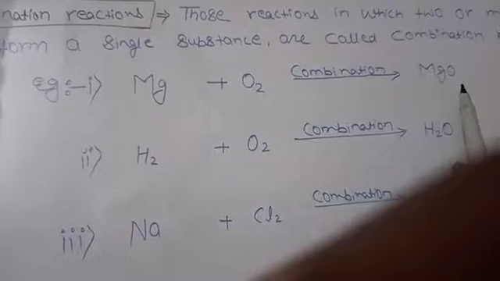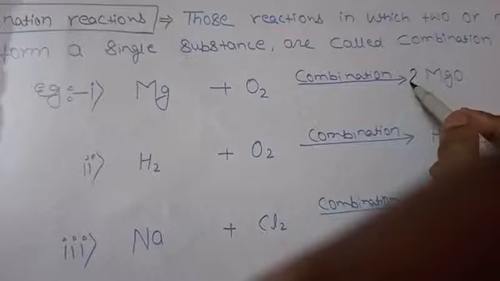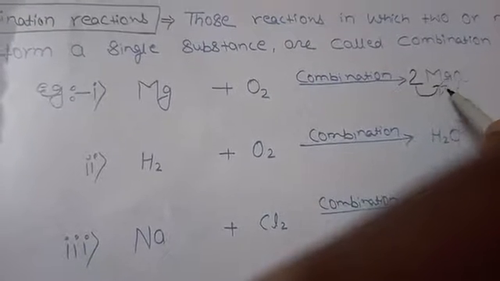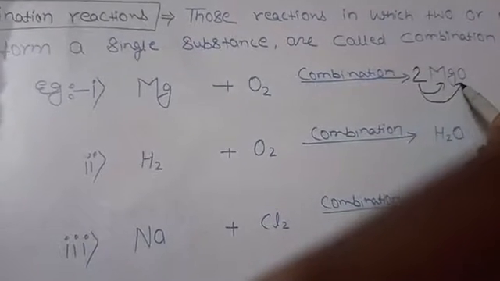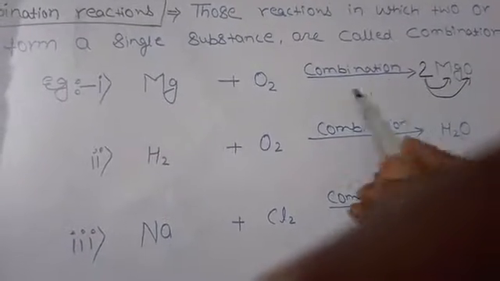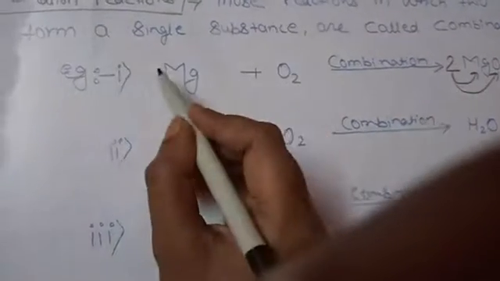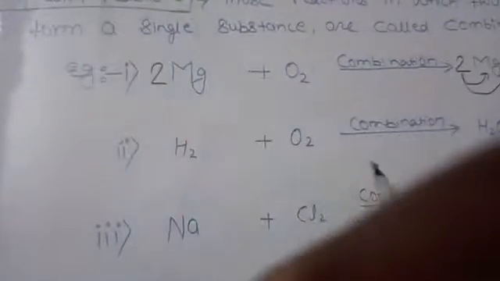So to balance this equation you should multiply here by 2. Now this 2 is counted for magnesium and oxygen both. Now it is 2 atoms of magnesium and 2 atoms of oxygen. Now the oxygen is balanced. Now to balance the magnesium, we have to multiply magnesium also by 2.